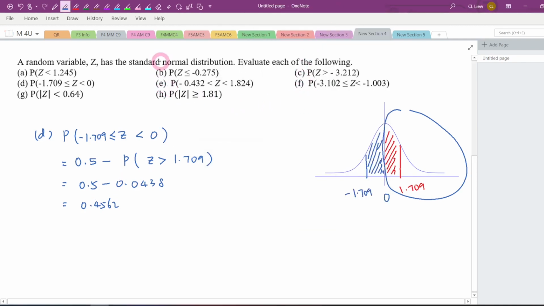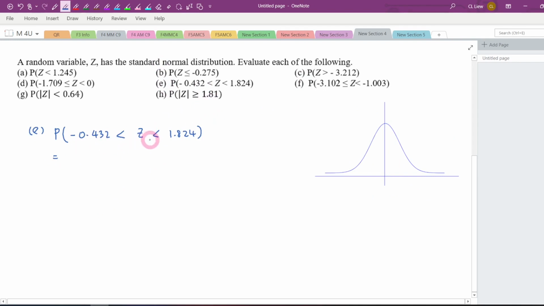Now let's try part E. Okay, as usual, before we get the answer from the table, sketch a diagram. Here is 0, negative on the left hand side, negative 0.432. Okay, and then this is 1.824. So I'm searching for the area here. How do I get the area here? I know that the total is equal to 1, right? So I'm going to take 1 minus this part and minus this part, right?